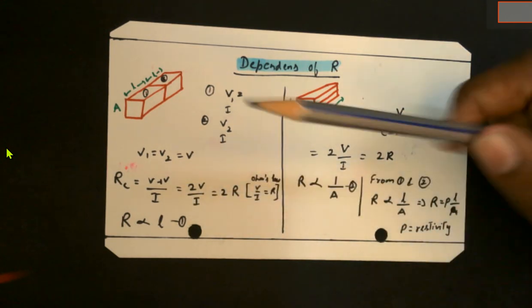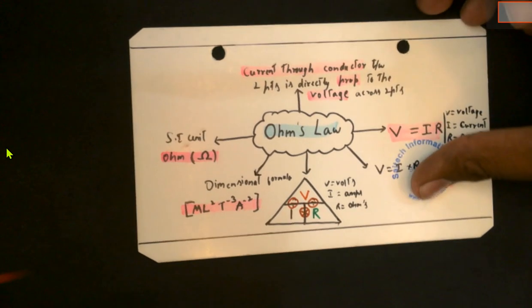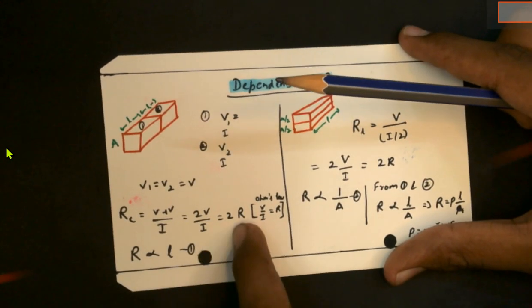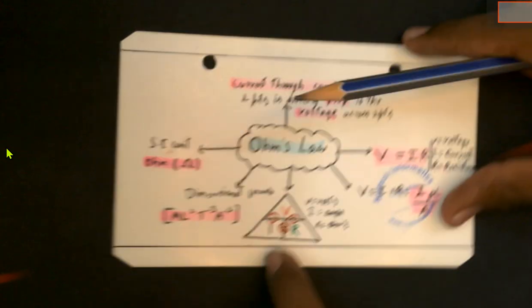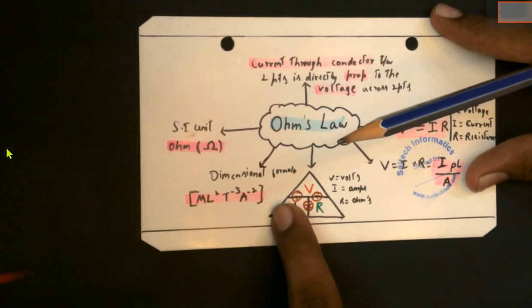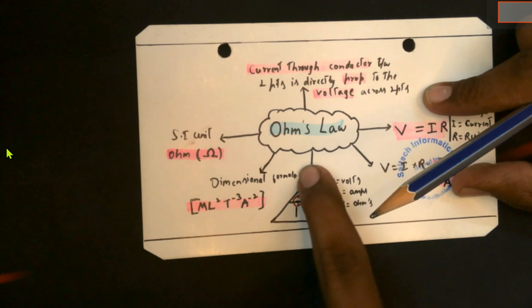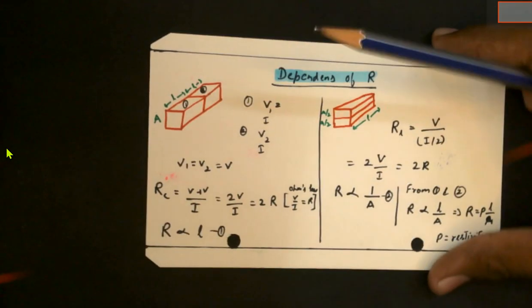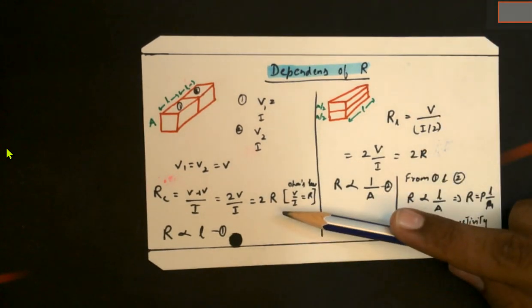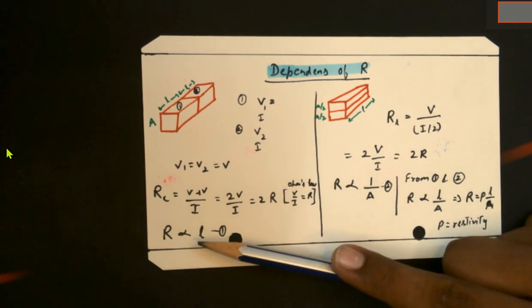We know from Ohm's law that V by I is equal to R. We can find this using the Ohm's law triangle, V is equal to IR. So it is given as 2 into R. With this we can say that R is directly proportional to L.